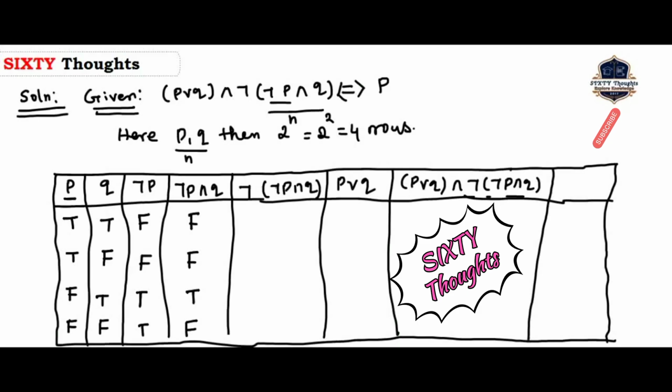Coming to the next one, how to find the negation of negation P and Q? The negation P and Q statement is there. We take the negation one more time of this statement. So here false becomes true, and true becomes false.